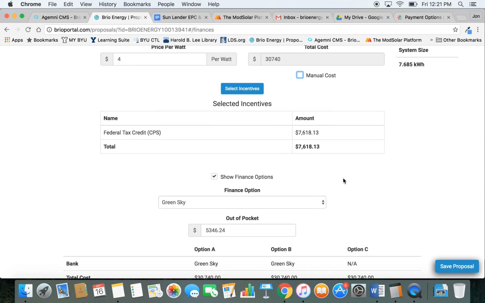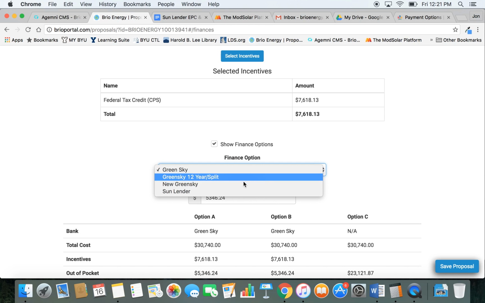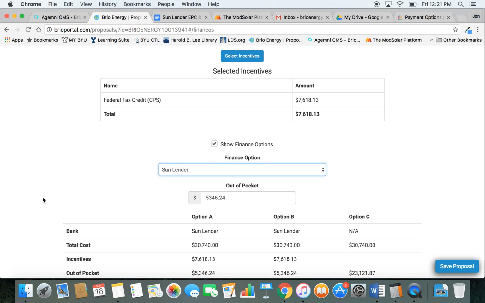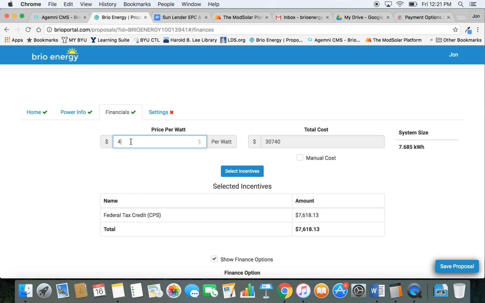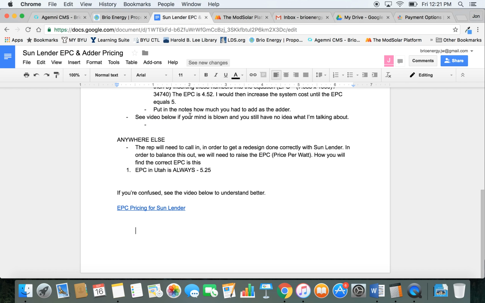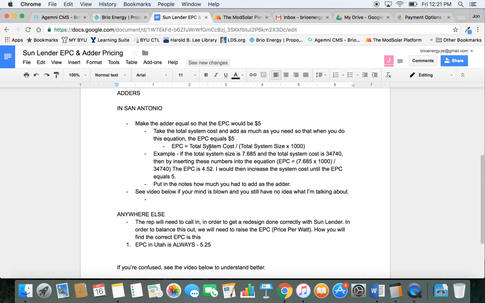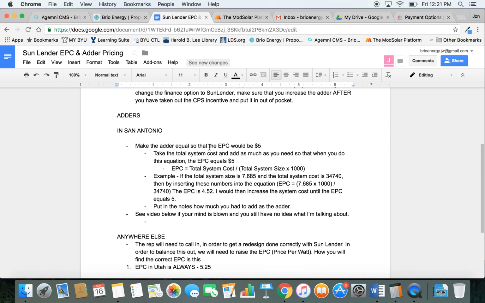So the first thing is I'm going to change this to Sunlender. You're going to notice that our payments are going to vary by like $50 here. So my goal is to get this up to $5 without changing it. Well, there is a pretty simple math equation that we can do there, and we listed it here on the Sunlender EPC and adder pricing under San Antonio.